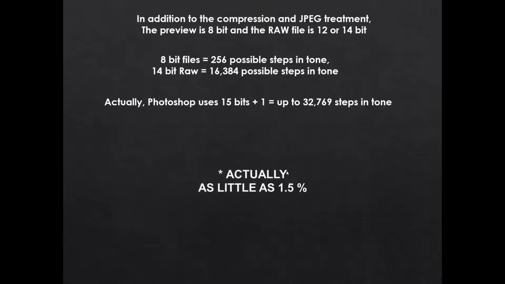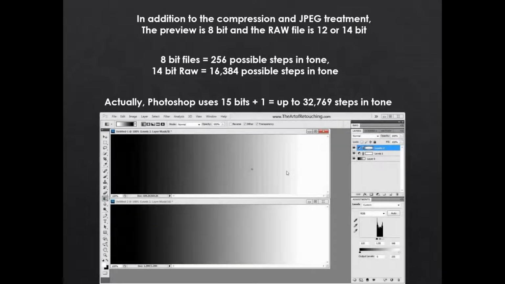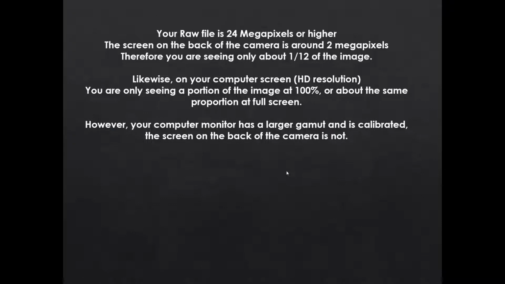the data that's captured. And of course in Photoshop we tend to work in a 16-bit file, which for the geeks amongst you is really only a 15-bit file plus 1. But we're still talking about 32,000 odd possible steps in tone, whereas a JPEG image has only got a maximum of 256 steps. So there's quite a lot of data compression. And you're really only looking at a very small portion of your image.